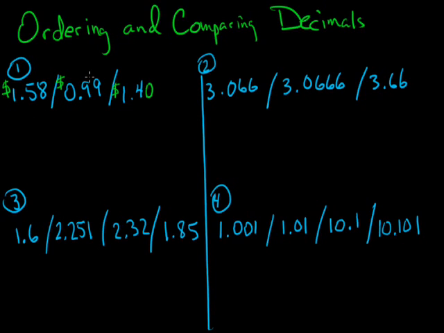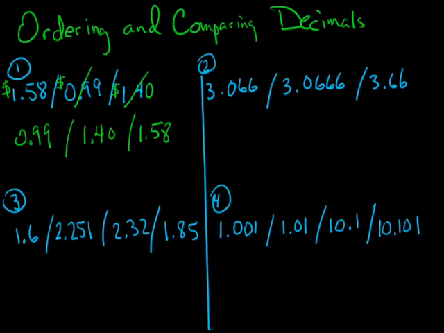So the smallest decimal here, or the least amount of money, is 99 cents. The second smallest, or the second biggest, is 1.4. If I were the teacher, I would allow you to write that extra placeholding 0, but some teachers want you to write it exactly the way it's written. So you could write it as 1.4 or 1.40. And then the biggest is 1.58.